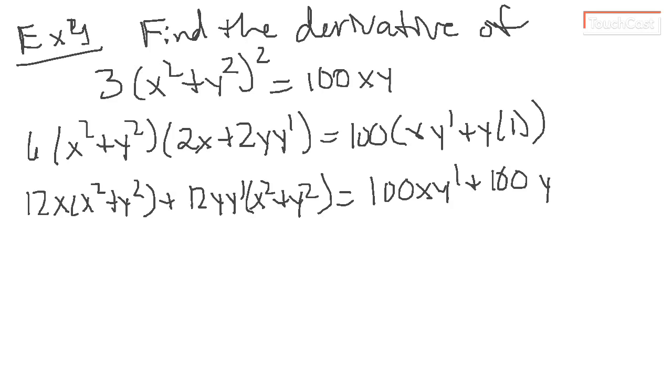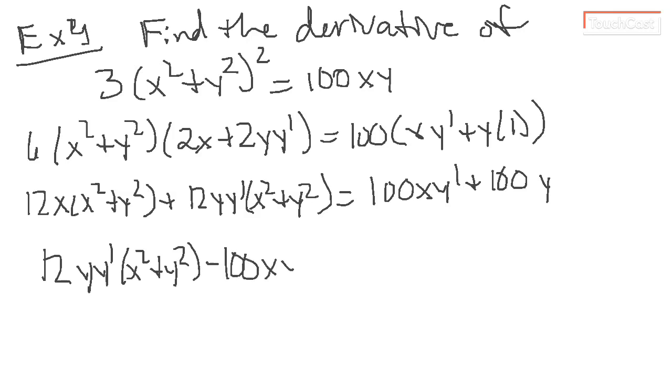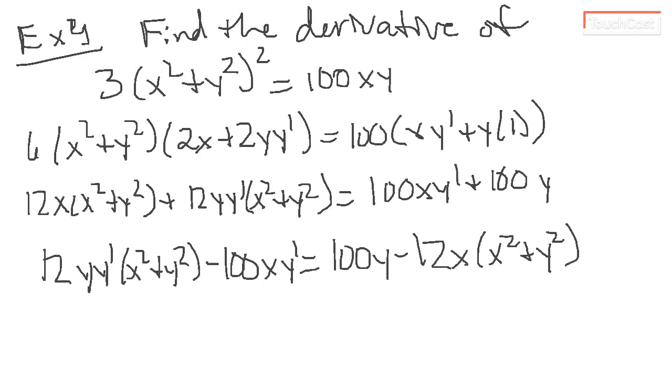Now I'm going to move all the terms that have a y prime to one side and everything else to the other side. And I'm going to go with y prime on the left. So I'm going to have 12y y prime times x squared plus y squared minus 100x y prime equals 100y minus 12x times x squared plus y squared.